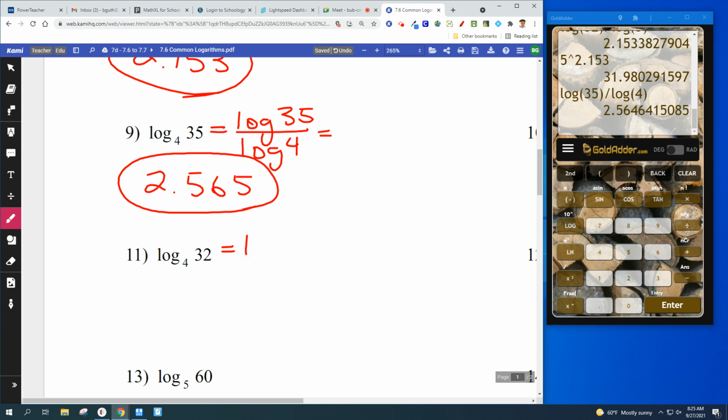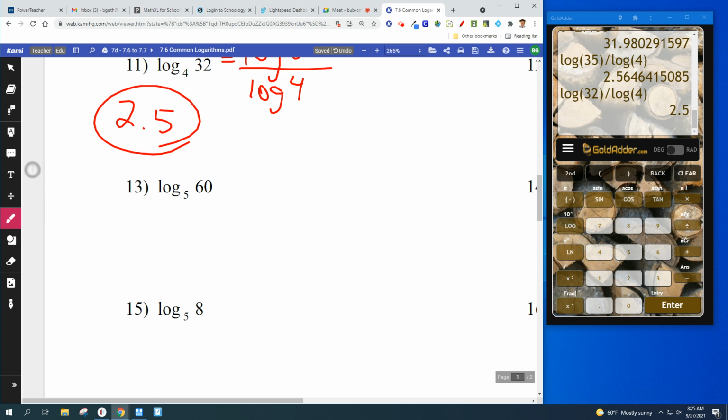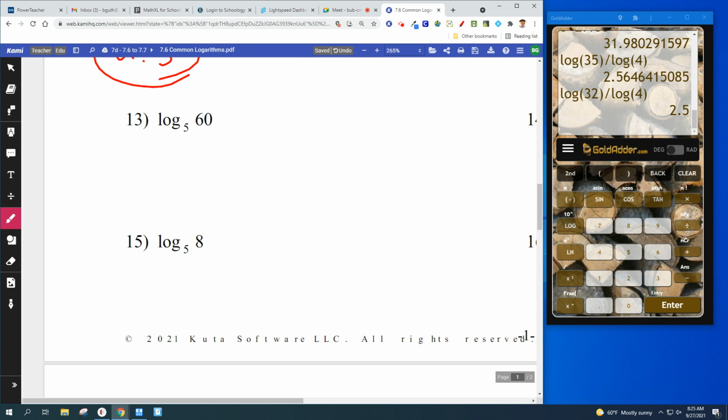So we've got this now, right? Got the hang of it? Log 32 over log 4, 2.5. Okay. That one's a nice one. I think you've got the hang of it. Log 60 over log 5, 2.544.